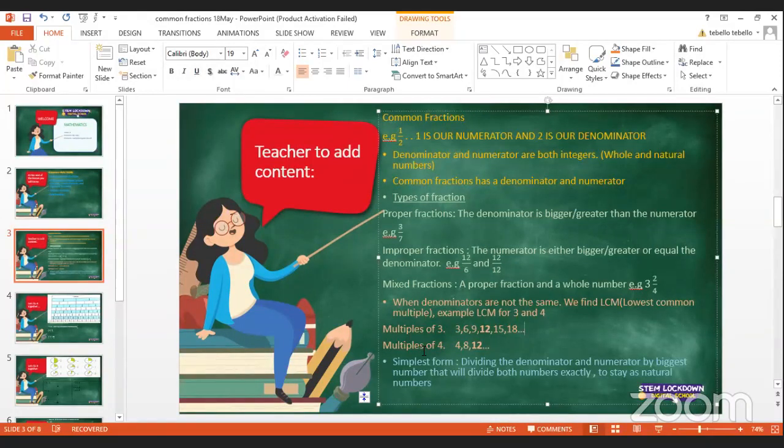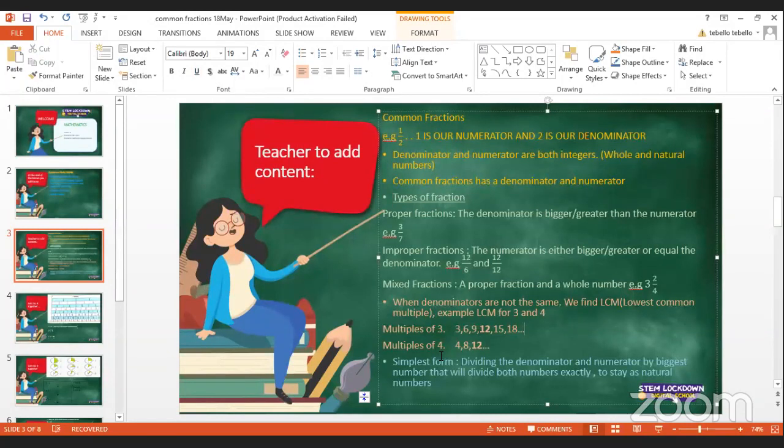And let's have our multiples of 4. The multiples of 4 are 4, 8, 12. So here is our common number. What is our common multiple? It's 12. It's the lowest. It's not the highest, it's the lowest. So our denominator in this case will be 12 because it's our lowest common multiple.